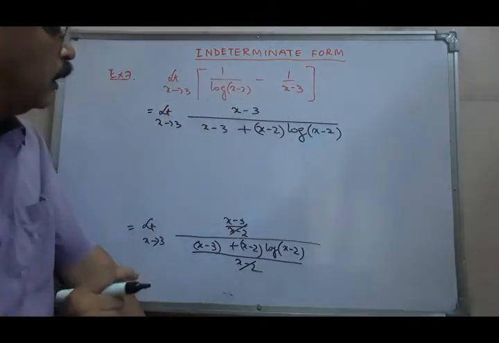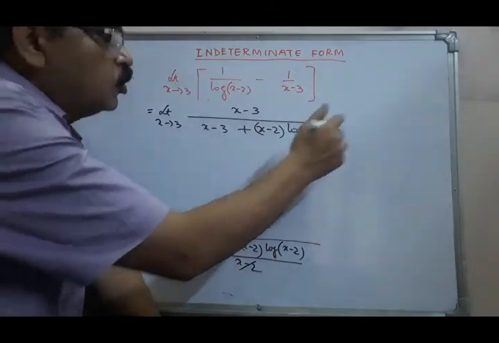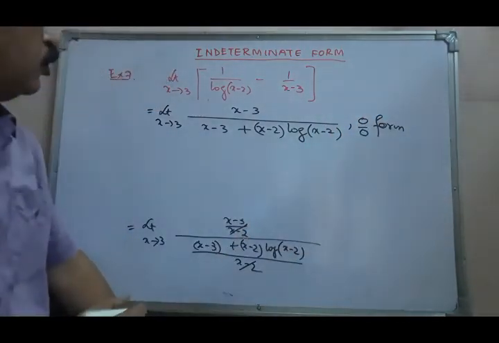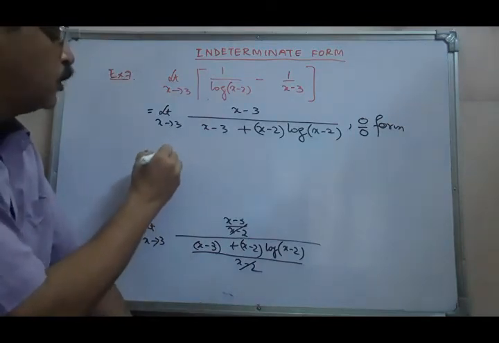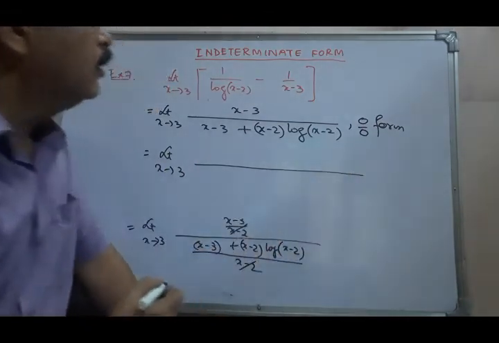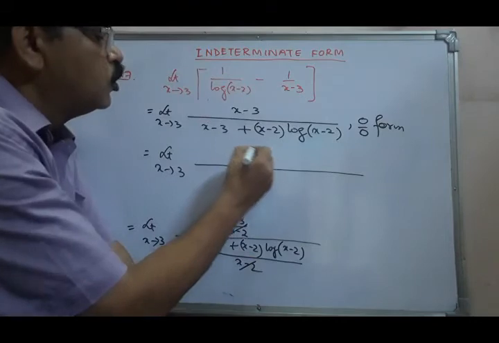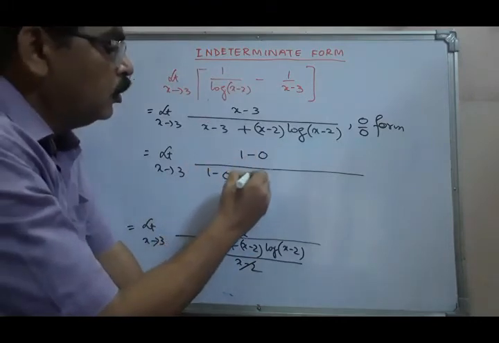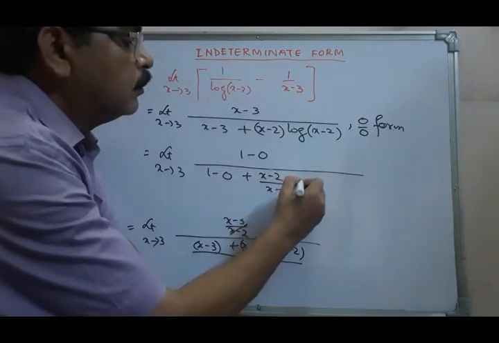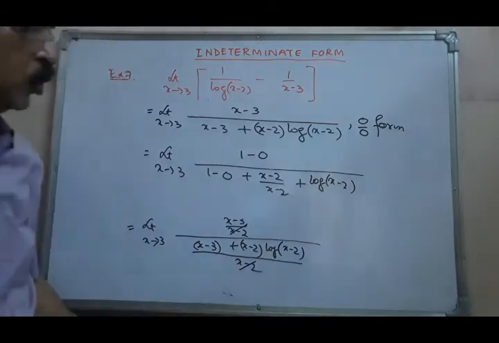Numerator coming 0 clearly, denominator it is 0, it is 1, it is 1, log 1 is 0, so 0 by 0 form. So it means we can apply L'Hospital rule. So limit x tending to 3. So therefore the derivative of numerator is 1 minus 0, and the denominator 1 minus 0 plus x minus 2 by x minus 2 and plus log of x minus 2.